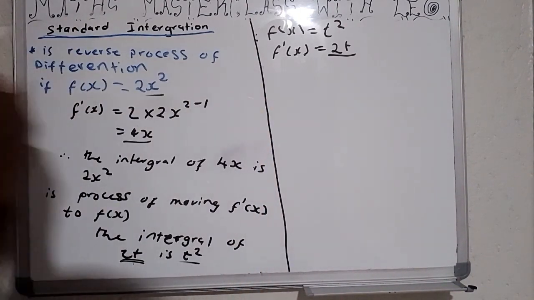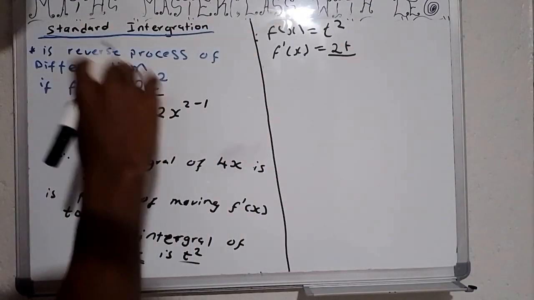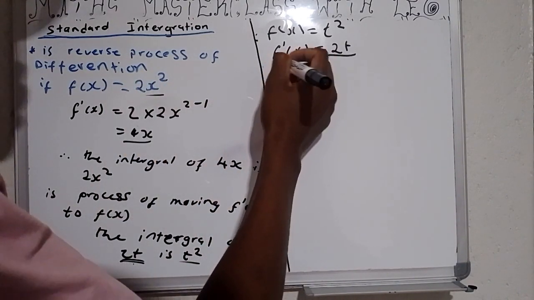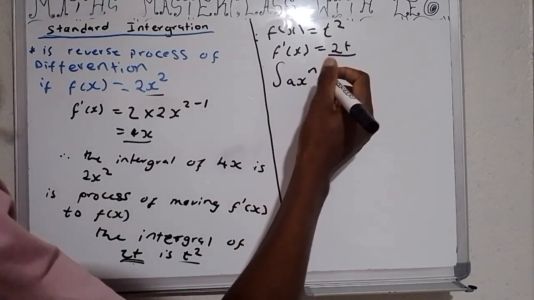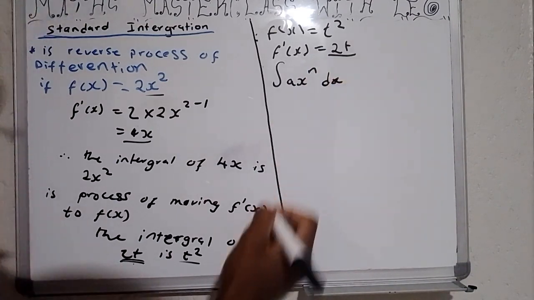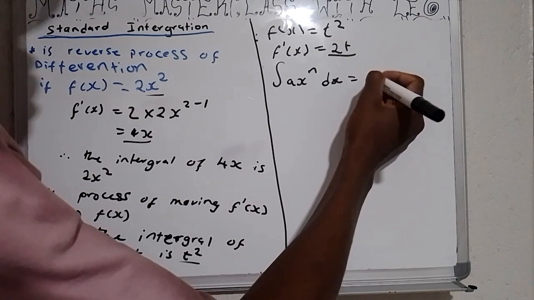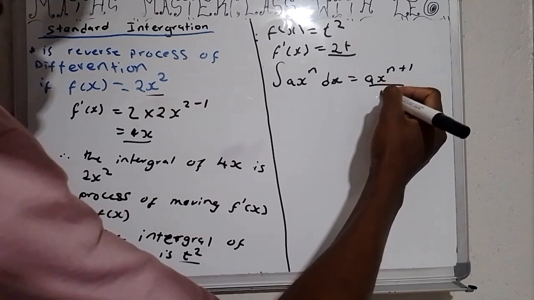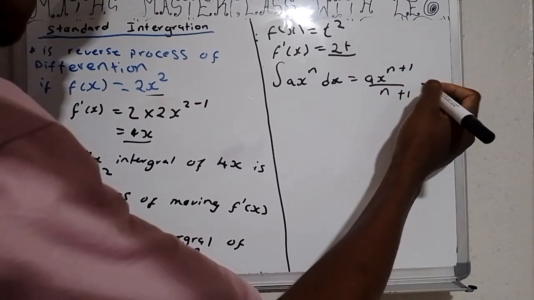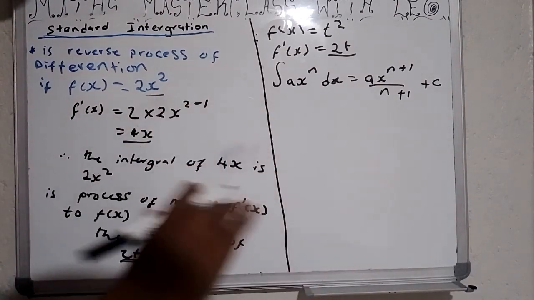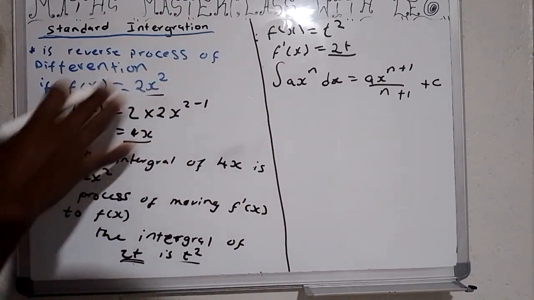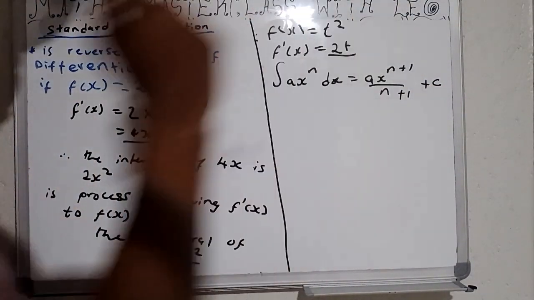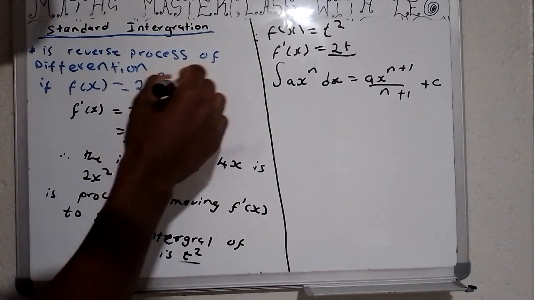So now, let me give you a general formula of how to do this. The general formula is that the integral of a x to the power n dx is equal to a x to the power n plus 1 all over n plus 1, plus c, right? Since we have this, let's take the things that we did, put them here, and see if we're going to get the answers that I was talking about.